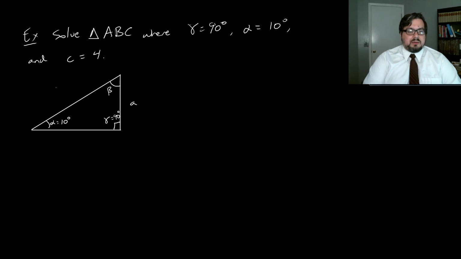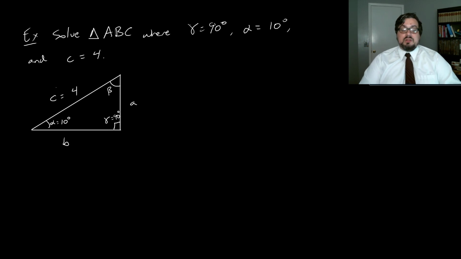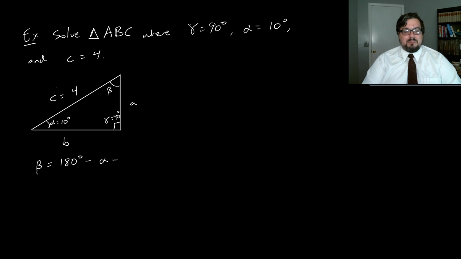We've got A, B, C, and we're told that C is equal to 4. So now we can figure out what the values of all the rest of these are, A, B, and beta. Again, beta is simple because in this case we were given 2 angles. So we know that beta is going to be 180 degrees minus alpha minus gamma. So that's 180 degrees minus 10 degrees minus 90 degrees. So that's 80 degrees. So beta is 80 degrees.